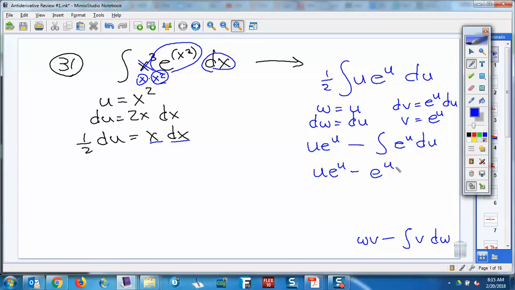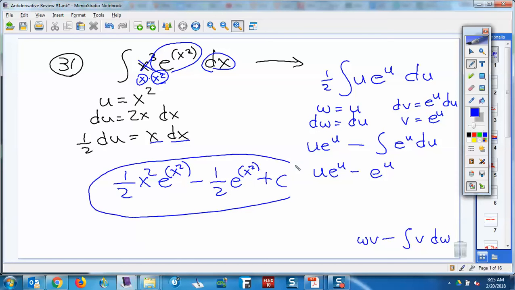For example, this 1/2 kind of got lost there. So all of a sudden, if you forget about that 1/2, you might lose that. That 1/2 needs to go on top of all of this. And then also we got to go back to our x squared there. So we end up with 1/2, that'd be x squared, e to the x squared, and then minus e to the x squared. Oops, 1/2. Put a 1/2 on that, or put a 1/2 and then all this in parentheses is fine too. e to the x squared plus c. So it'd be all that there.